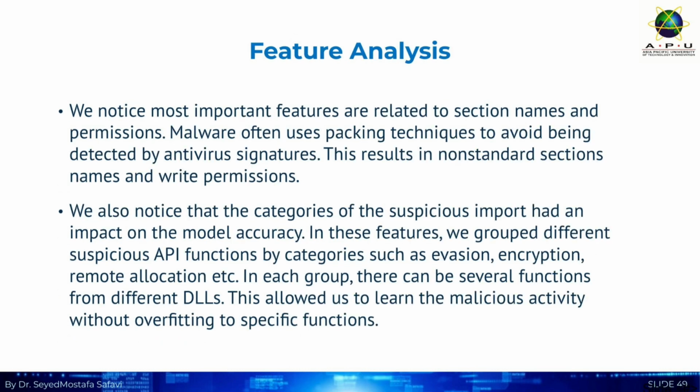After training, they looked back at the model and asked, which features mattered most? Top features. Features related to section names and permissions were most important. This confirms our initial idea. Malware uses suspicious names and permissions, like write permissions, due to packing. Suspicious imports. They cleverly grouped API functions into categories: evasion, encryption, to teach the model about the type of malicious activity, rather than overfitting to a specific function name.